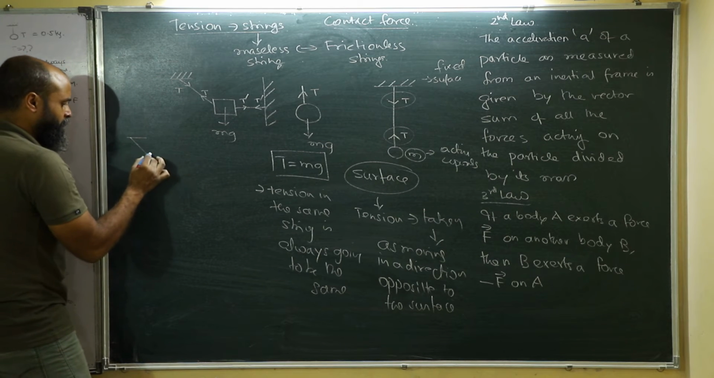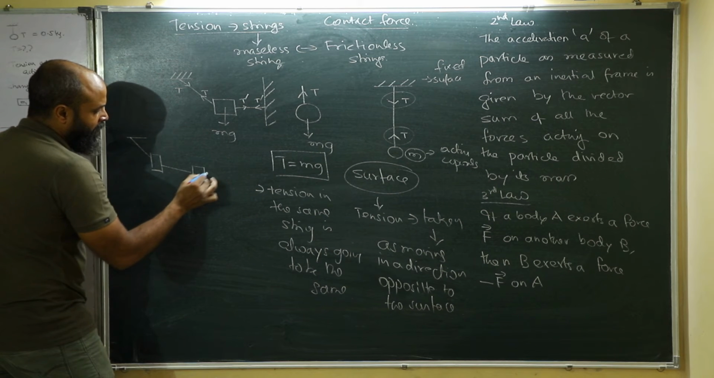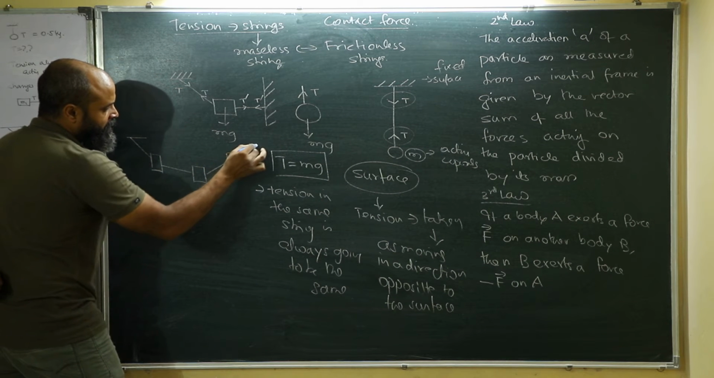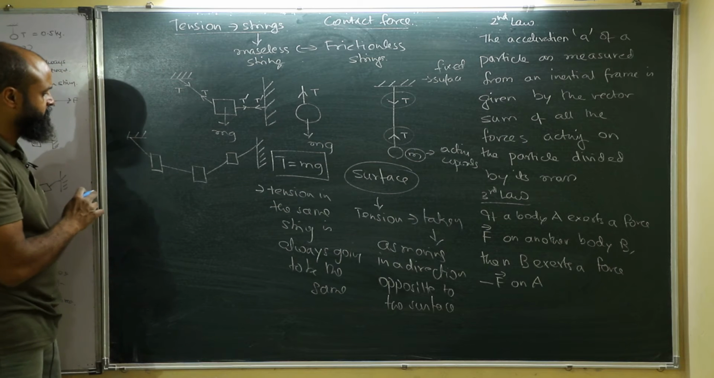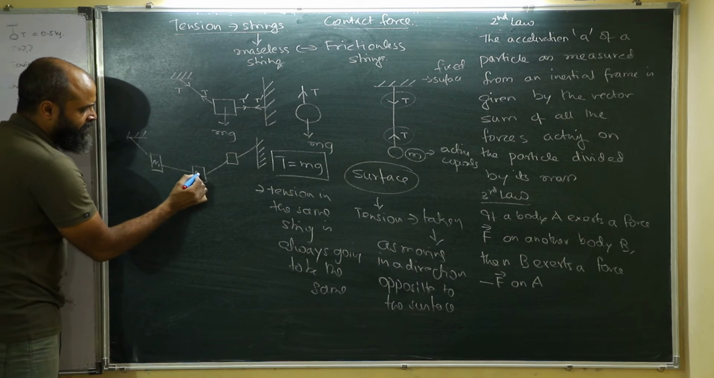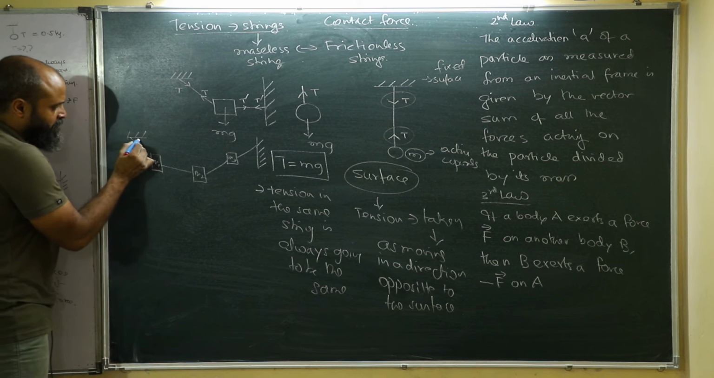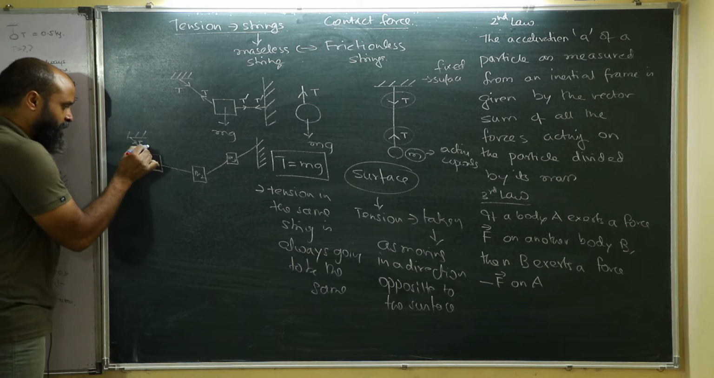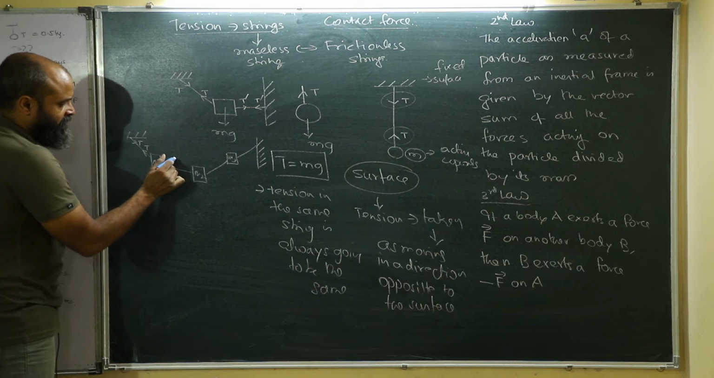If we take a little more complicated case, let's say this is one body, this is another body, and this is another body, all attached to a fixed surface. Let's say this is of mass m1, this is of mass m2, this is of mass m3. Now there will be a tension developing in each string, for mass m1 and for the others.